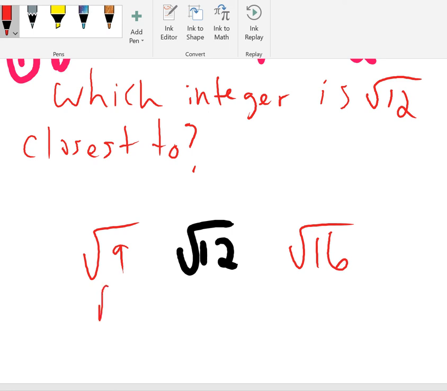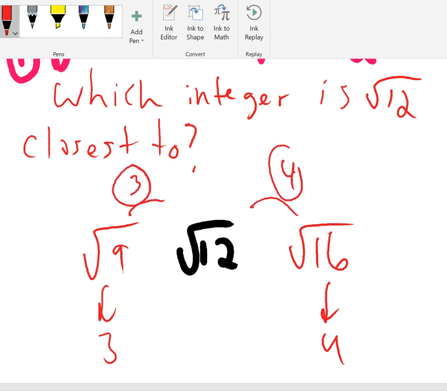Well, that's not what it's asking us. It's in between 3 and 4. That was the last question. This one's saying which one is it closer to? How far away is 12 from the 9? You are 3 away right here. How far away is 12 from the 16? You're 4 away right here. Which one are you closer to? You're closer to the 3.